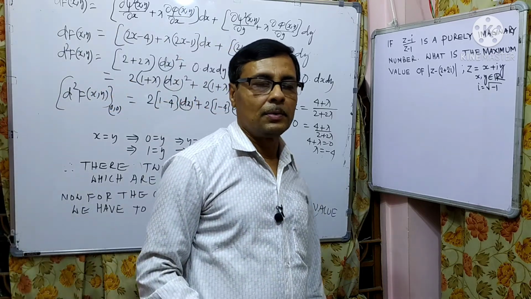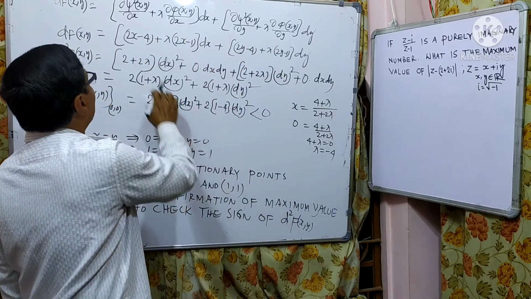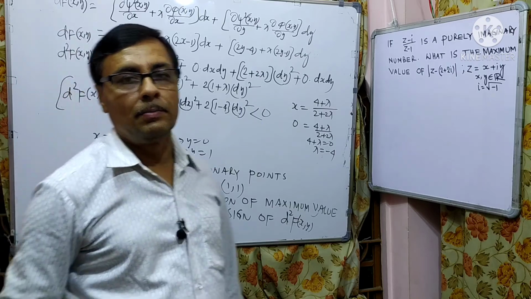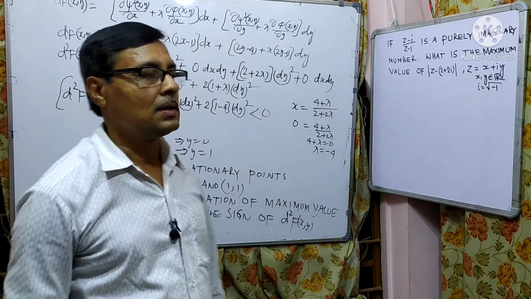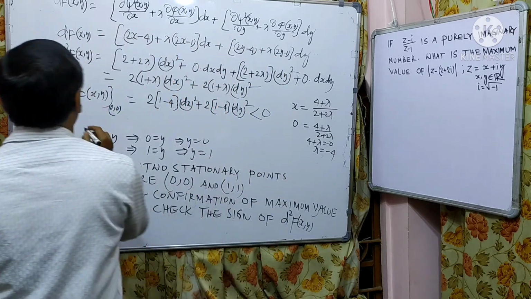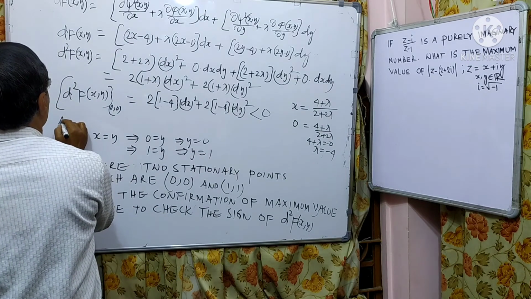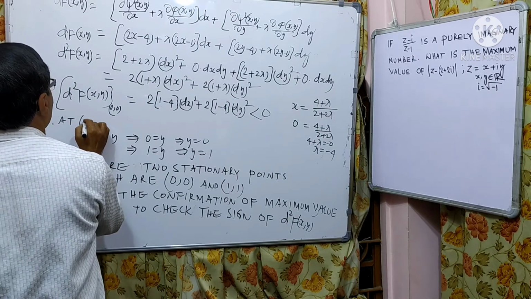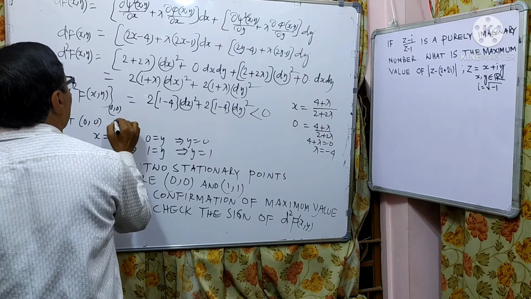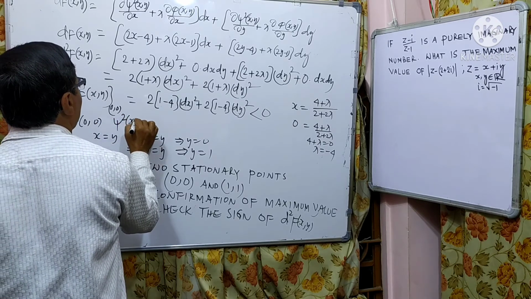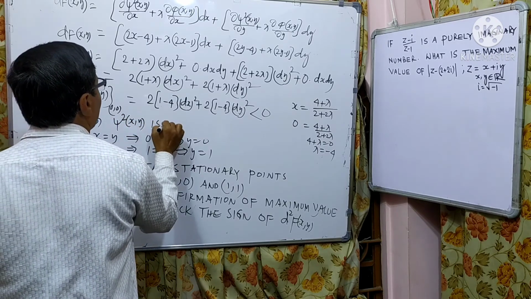So d2f x y at 0 0 is negative. So at 0 0 the function is maximized, that is psi square x y is maximized at 0 0.